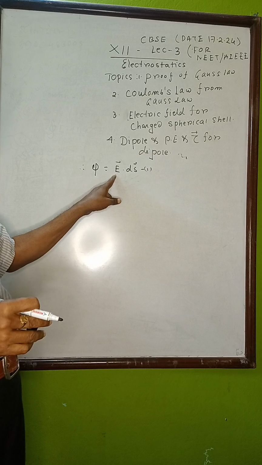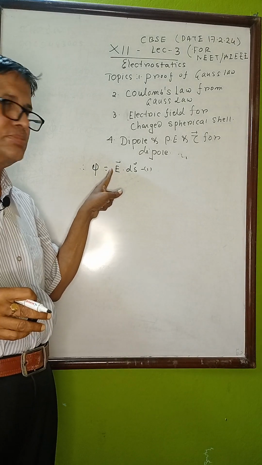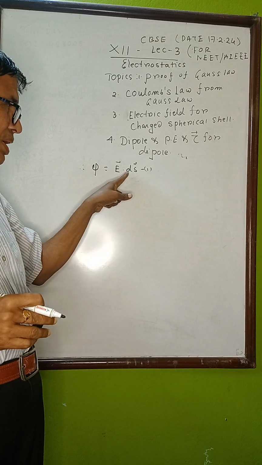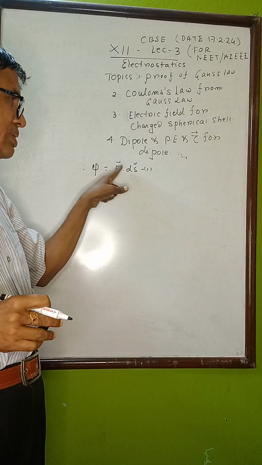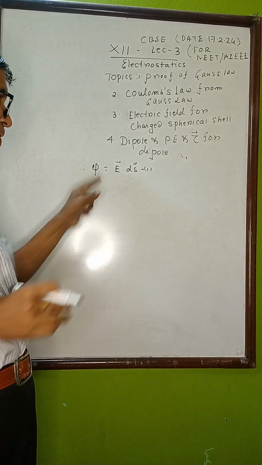When electric field is given in vector form and area is given in vector form, then you take the dot product to get the flux defined.